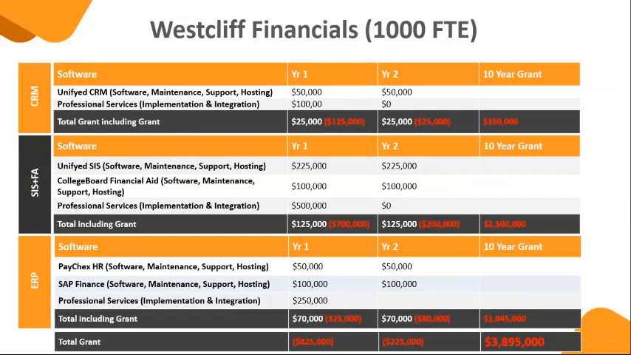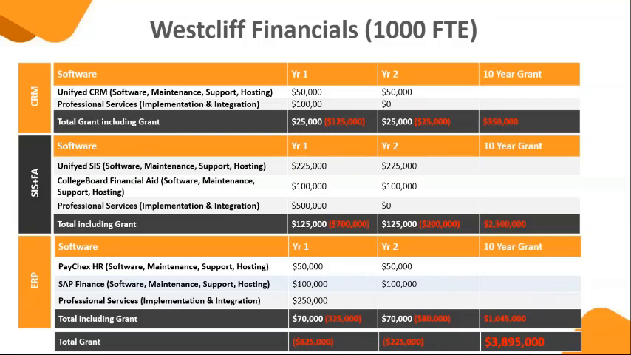Yeah. So for the diagram that you just saw, we have financed a grant out to Westcliff for approximately $4 million to support a conversion from where they were, which is Banner. And this is the breakdown of the financing of that institution. Now, they're only 1,000 FTE. So their grant is about 4 million. And if you start to get bigger, to 5,000 FTE, obviously the numbers will reflect the larger FTE requirements.